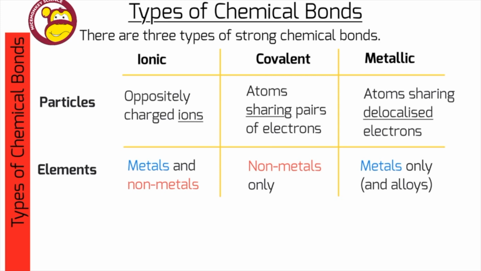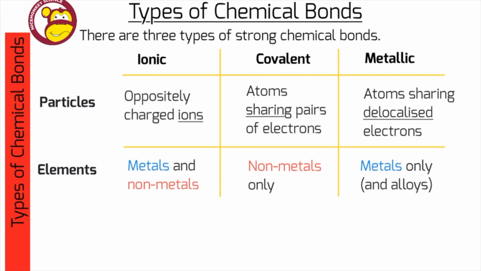Okay, so now we're moving on to the elements that form these bonds. Ionic bonds are formed from metals joined with non-metals. Covalent bonds are always formed between non-metals. So for example, carbon and hydrogens, they will bond covalently. And metallic, as the name suggests, are formed from metals only, but will also include alloys, where elements such as carbon is mixed in with a metal such as iron.